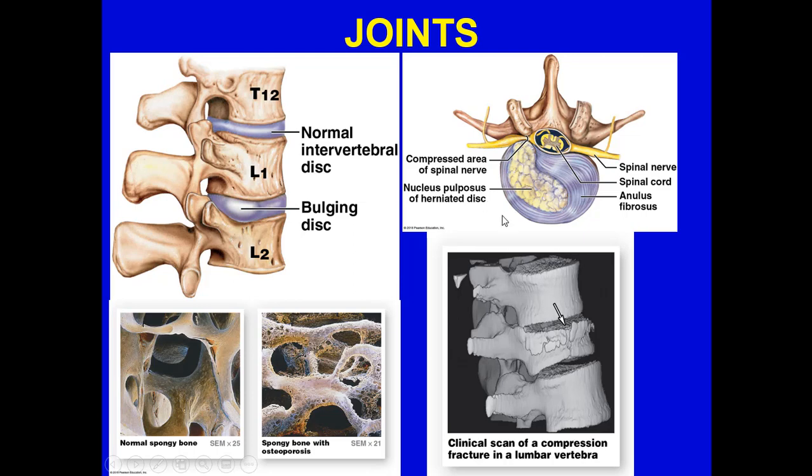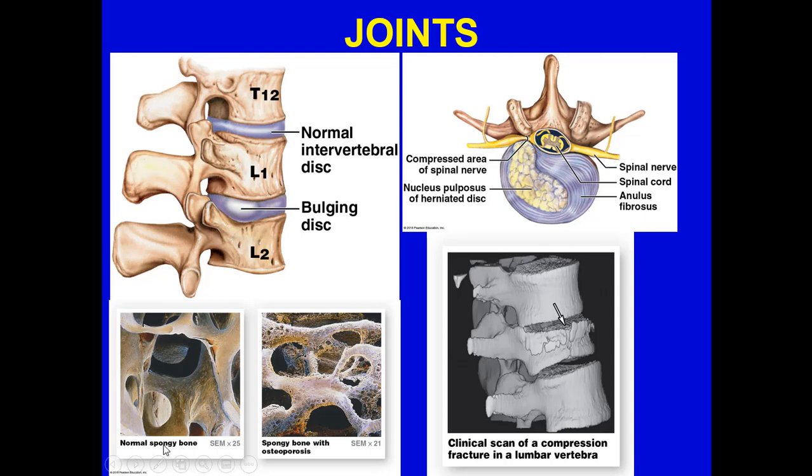If you have the nucleus pulposus break out of the confinement of the annulus fibrosus, you're now going to have a compressed area of a spinal nerve, which an individual will find very, very painful, or will find almost like a paralysis. Remember, these are the spinal nerves here and here.